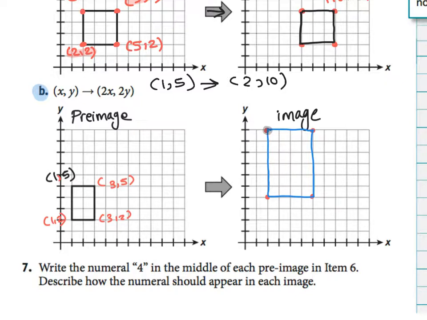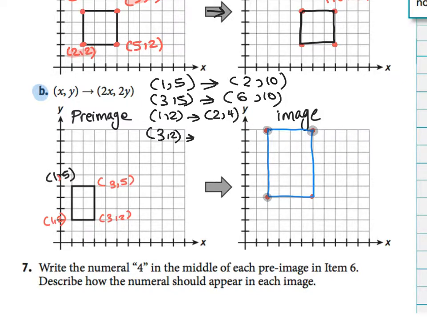And then I have (3, 5), and I multiply by 2, so that becomes (6, 10), and that's the point over here. Now I have (1, 2), and I multiply each one of them by 2, so that's (2, 4), and that's this point over here. And then I have (3, 2), multiply that by 2, so it becomes (6, 4), and that's the point over here. So now I have the points for the image, and I just connect them. I can tell that it is bigger in size.